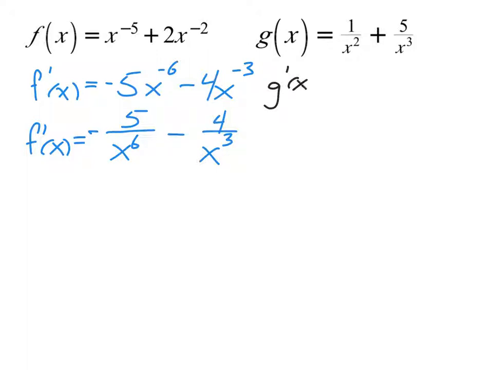Because if I'm going to find g prime of x, the very first thing I want to do here is take each of those two fractions and make them no longer fractions. So the 1 over x squared, that's just the same as x to the negative 2. And then the plus stays a plus because all I'm doing is changing forms here. And then the 5 that's on top multiplies by the x to the negative 3.